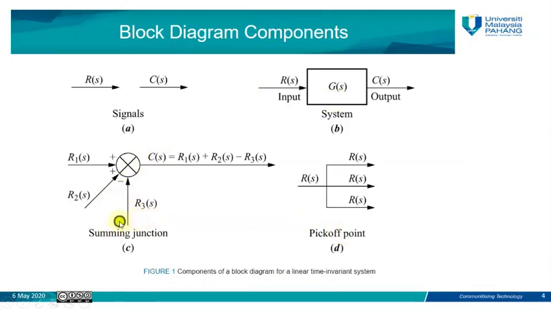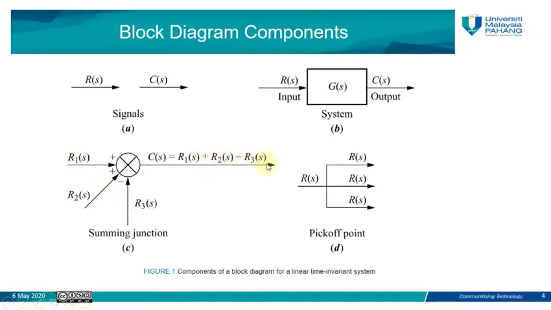So we can see here the summing junction. And this summing junction has multiple inputs and converts them into one output. So we have R1, R2, R3, three inputs here in this case. And the output will represent the algebraic sum of these three inputs. So we have R1 positive, R2 positive, R3 negative. So R1 plus R2 minus R3.